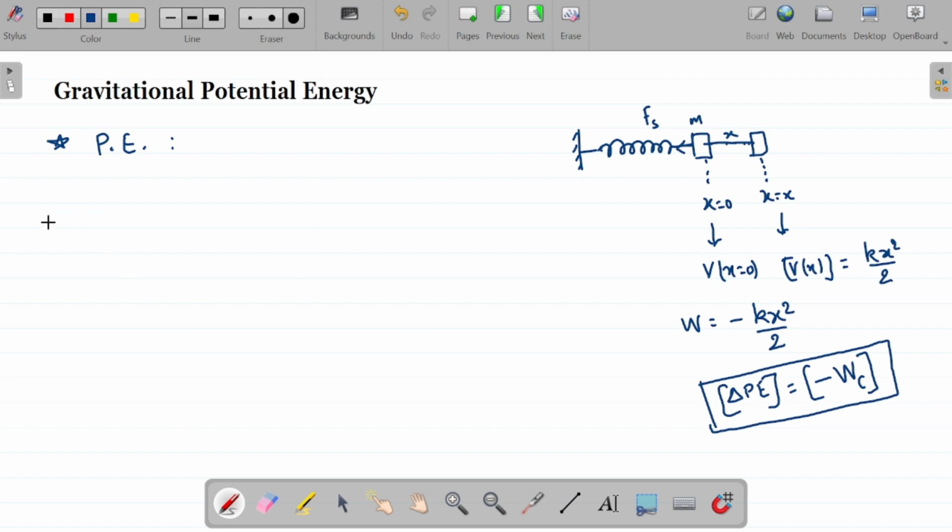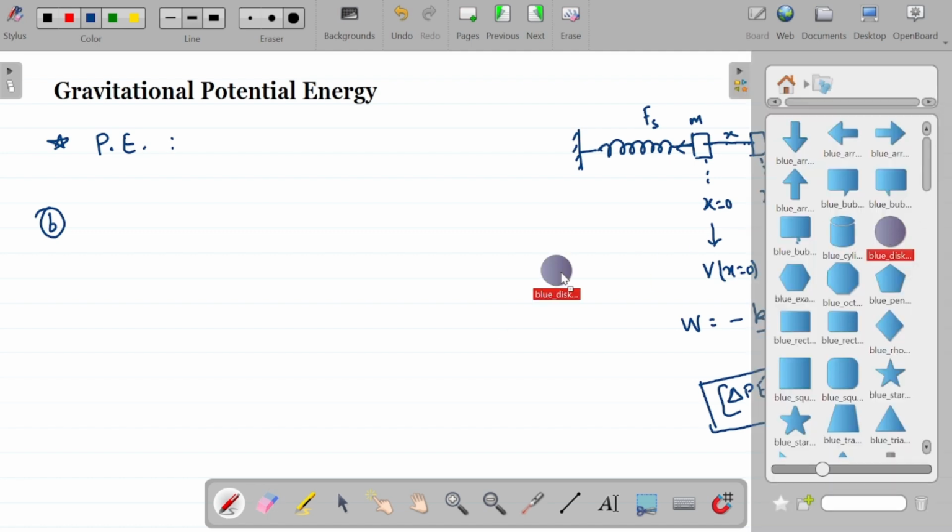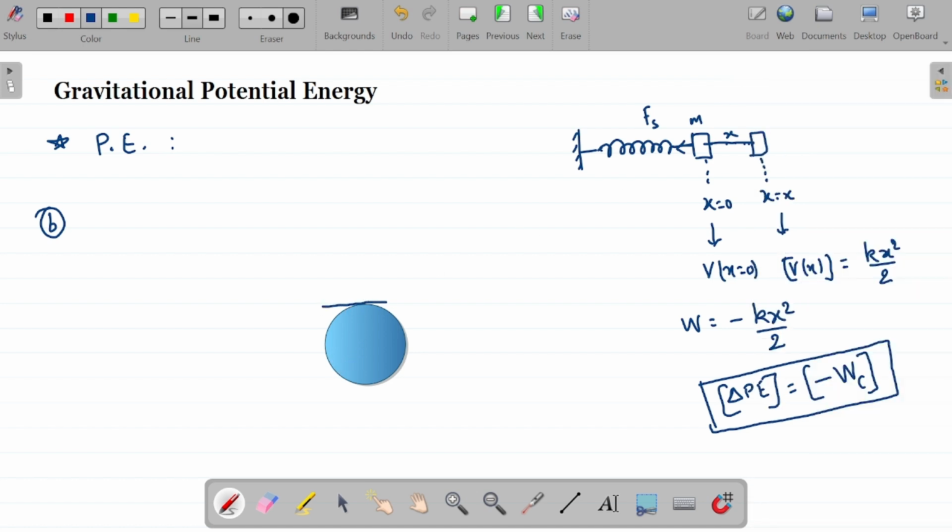Before that, let me describe one more thing here. You might have already seen that if this is the Earth, with this being its surface, and there is a body of mass small m raised to a height h from the surface, we say the potential energy of this body will be mgh. More precisely, the Earth and this body, this system, has a potential energy gain of mgh.